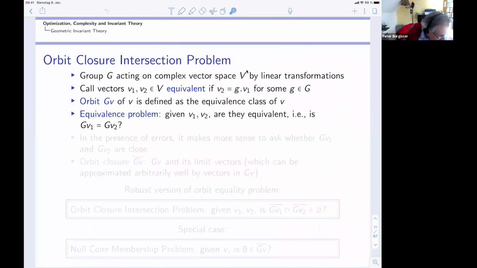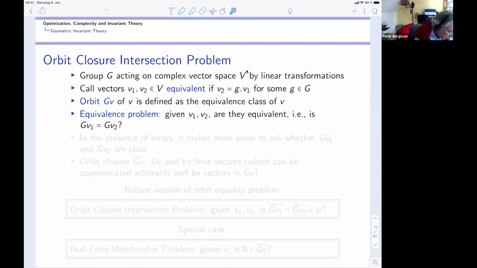Now this slide is a bit more formal, so I try to give definitions, but without being too formal. Let me explain what the orbit closure intersection problem is. There will be many examples, so don't worry, but I have to set the scene. I have a complex vector space V, finite dimensional, like C to the M. Then I have a group acting on this vector space. Usually this group is infinite, so I don't think of finite groups. Usually it's infinite and connected. Then I say two vectors V1 and V2 are equivalent if I can reach V2 starting from V1 by applying a group element. This is the equivalence problem.